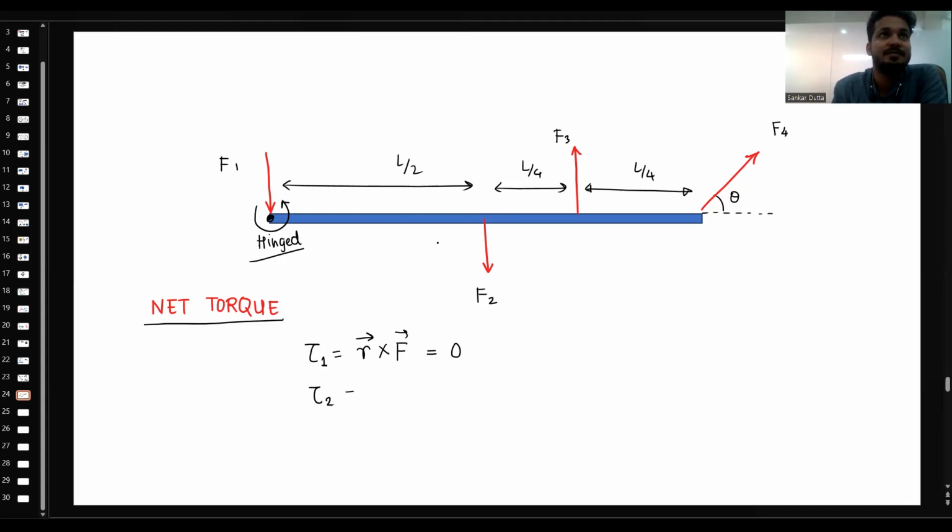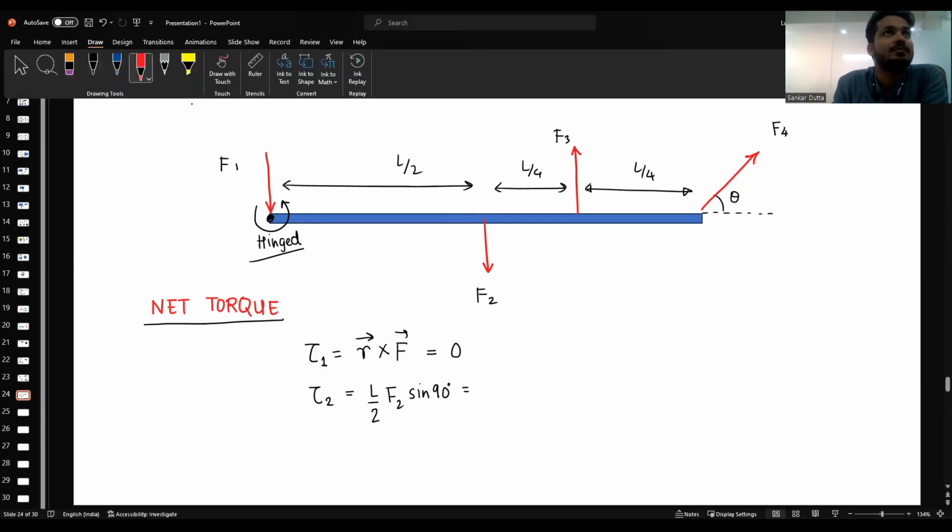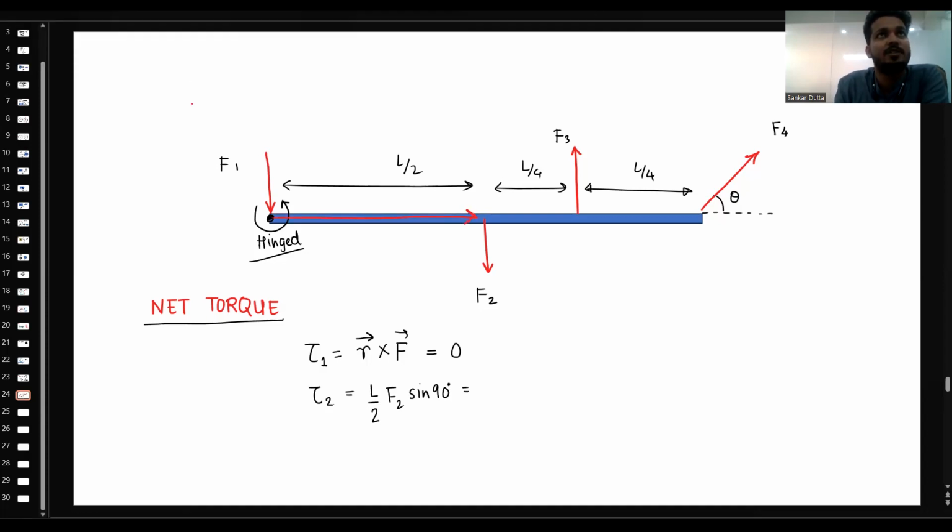What about the second one? The second force F2 is at a distance of L by 2 here. So this is going to be how much, guys? L by 2 into F2 and sine of 90 degrees, because if you consider this to be R, and F is downwards, R is L by 2, and the angle between them is 90 degrees. So L by 2 into F2 into sine 90. Magnitude-wise it is going to be F2 into L by 2.